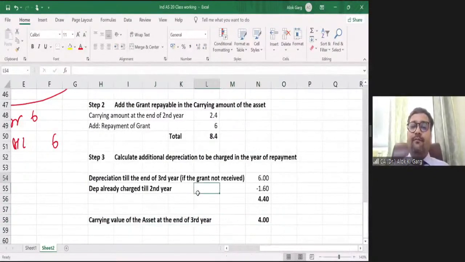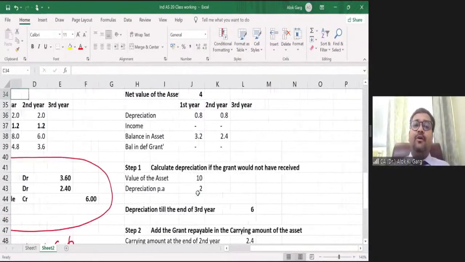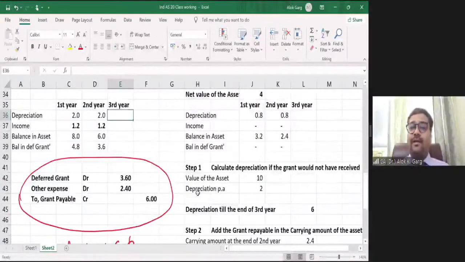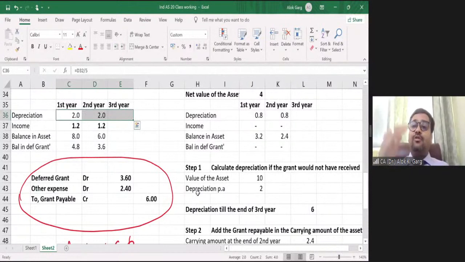Sir, if we go by the gross approach, even in the gross approach, what was the carrying value at the end of the third year? If 2 lakh depreciation has to be charged every year, then 10 minus 6, 4 lakh carrying value would be there.